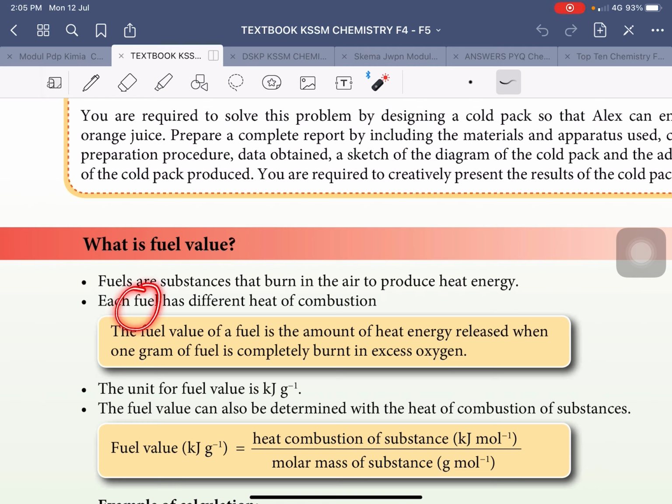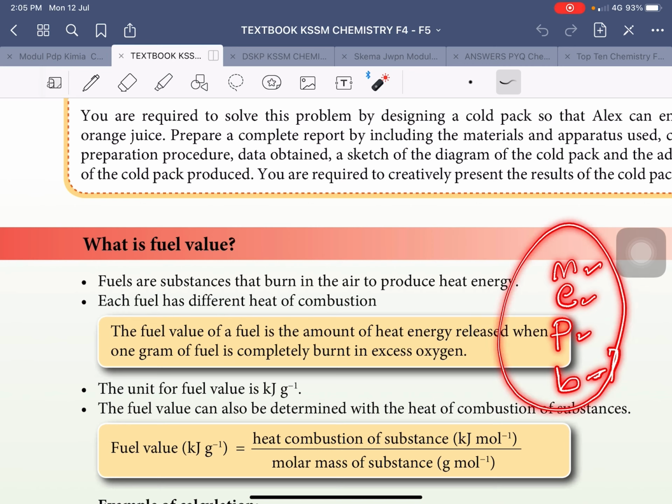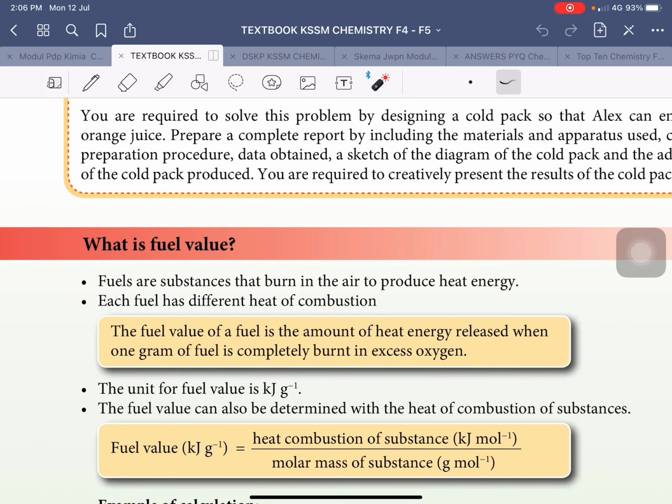Setiap bahan bakar, each fuel has different heat of combustion. Memang lain. You understand already, the heat of combustion that we learned, we have methanol, ethanol, propanol and also butanol. Okay, we learn up to 4 types of fuel, 4 jenis bahan bakar. These are all alcohol. Each of these has different heat of combustion. Setiap bahan bakar ni lain dia punya haba pembakaran.